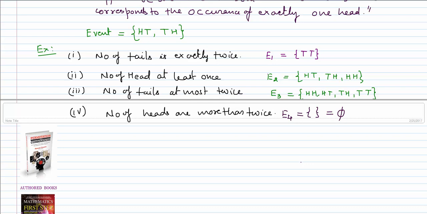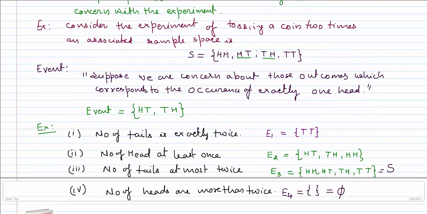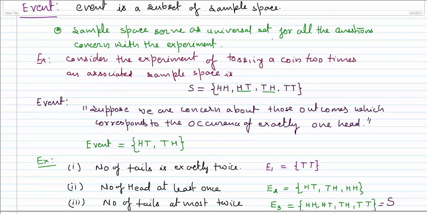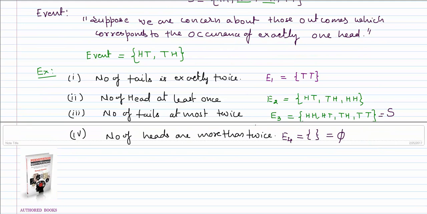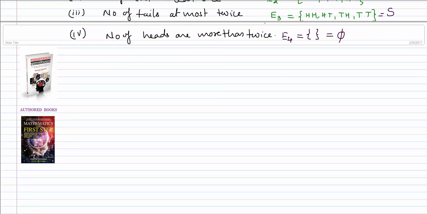And if you observe the third event, that is E3, you will get the sample space. So you can see the sample space is serving as the universal set for all the questions concerned with the experiment. Sample space is the universal set and these become the events. So what is an event? Events are subsets of the sample space. Now we have different types of events. Let us talk about the types of event.